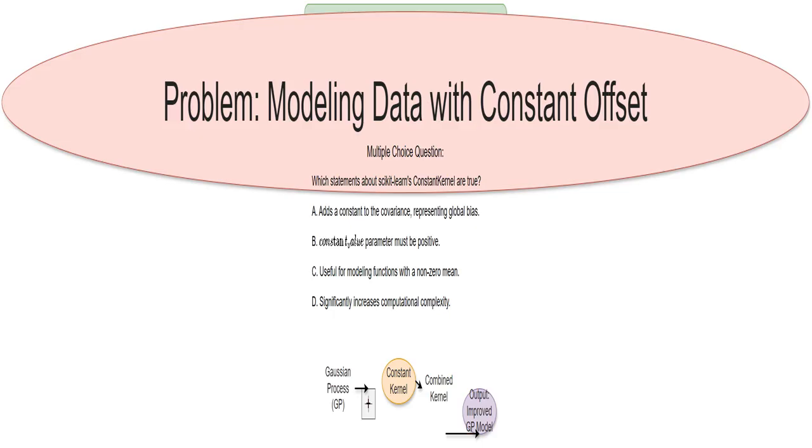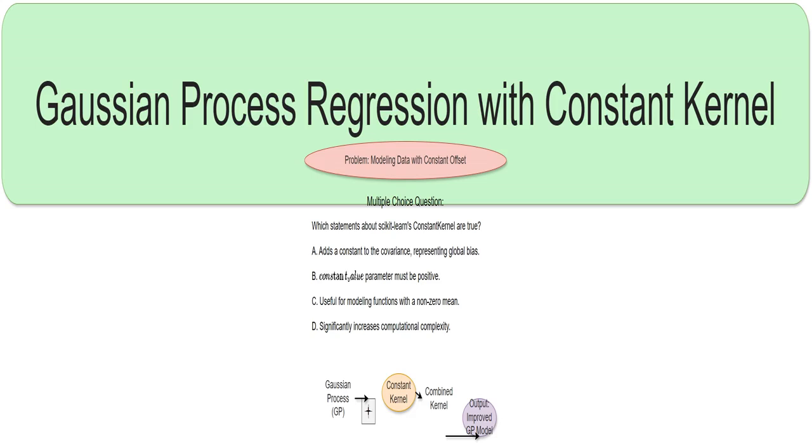I am asking you to determine which statements accurately describe the constant kernel in scikit-learn, a tool we use in Gaussian process regression. We'll explore each statement carefully. Let's say you are using Gaussian process regression, and you think your data has a hidden constant offset that affects your predictions. The constant kernel is designed to deal with this problem.